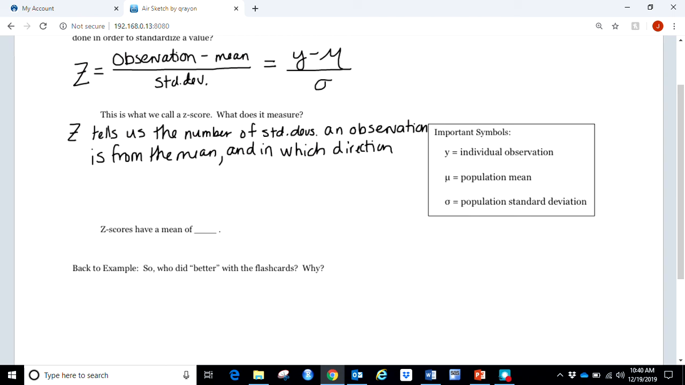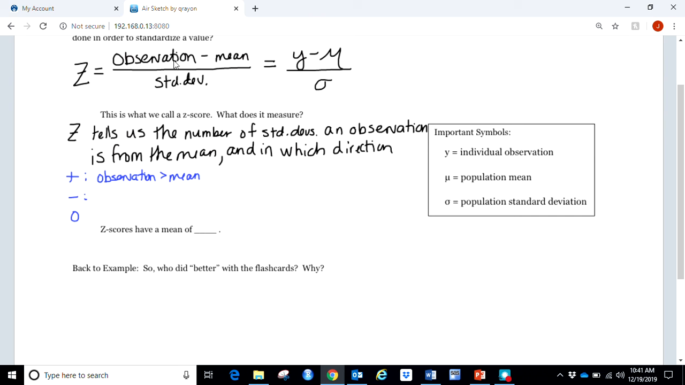When I get a z-score, I can get a positive number, I can get a negative number, or I can get a 0. First, standard deviation will always be a positive number, so I can never be dividing by a negative number here. So that sign is going to be based upon the numerator. The way I'm going to get a positive number is if my observation is bigger than my mean. That would mean here the student scored more questions correct than the average.